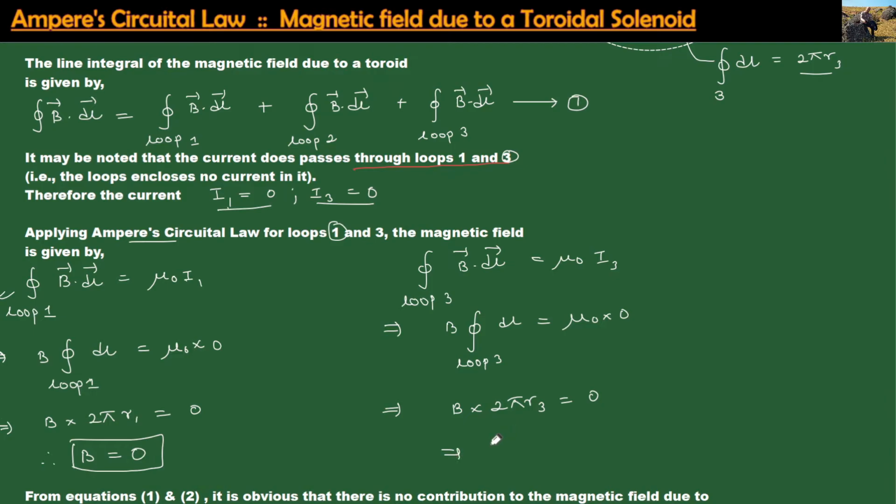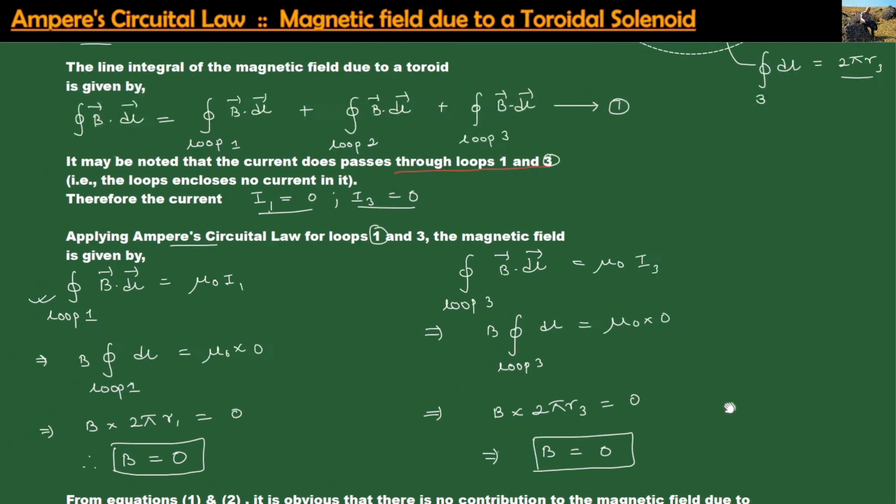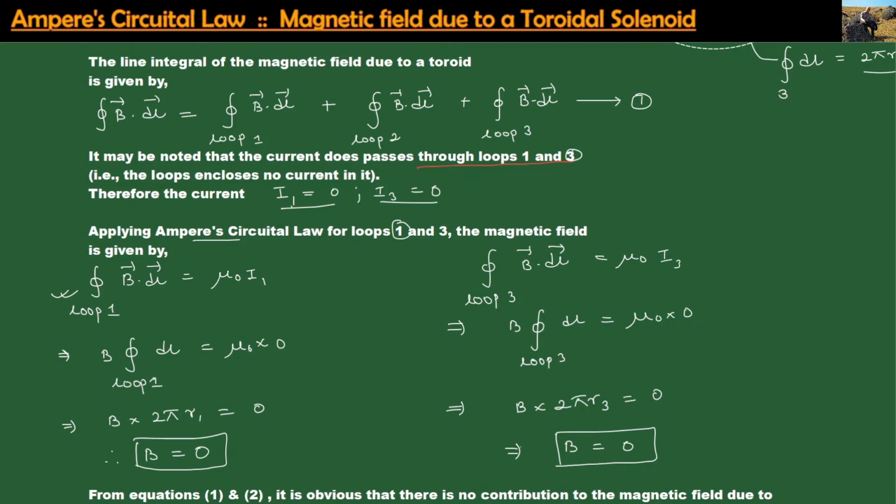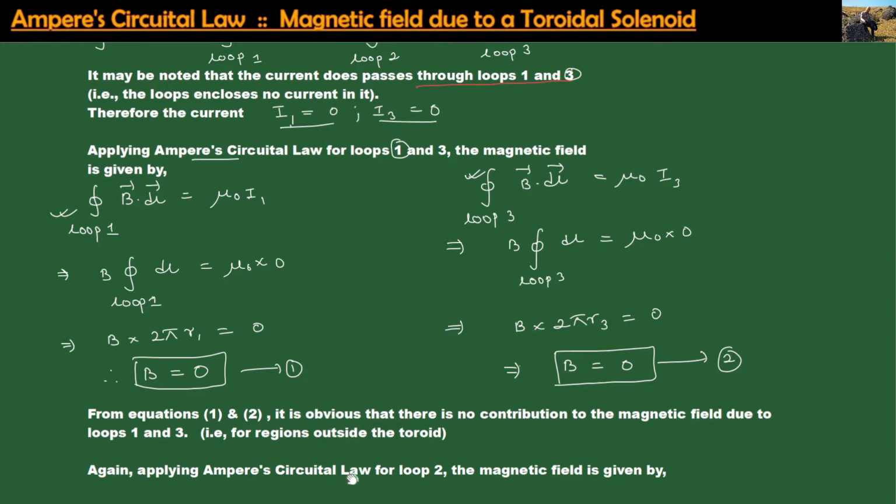So from here, if you cross multiply twice pi R3 to the denominator of the right hand side, you will get it to be equal to 0, which means the magnetic field across that third loop also will be equal to 0. Which means that from these two relations, from equation 1 and equation 2, it is obvious that there is what?